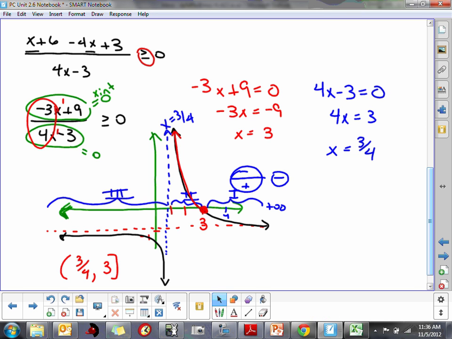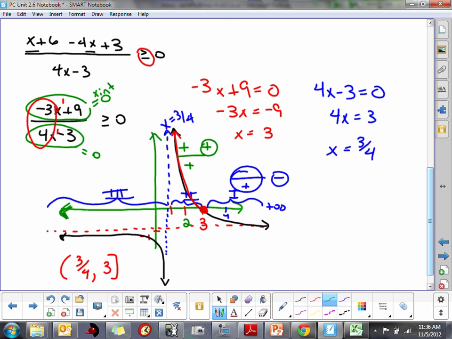If we choose a number in interval 2, such as a 2, we should find values that are positive. So if we put in a 2, negative 3 times 2 is negative 6, and negative 6 plus 9 is a positive value of positive 3. Then on the bottom, 4 times 2 is 8 minus 3, that's a 5, so that's positive. And a positive divided by positive is positive. So that's part of our selection that we knew was going to be correct, at least from our graph.